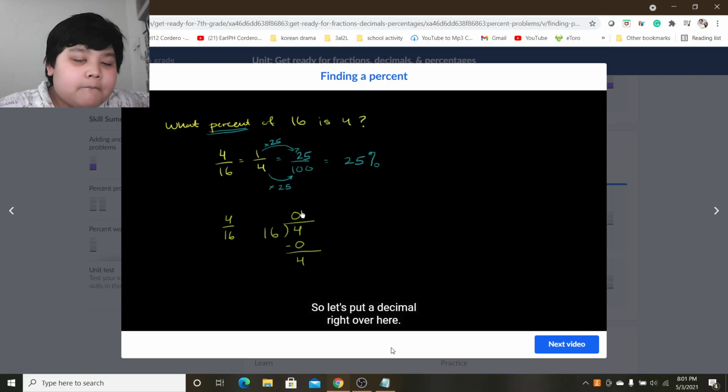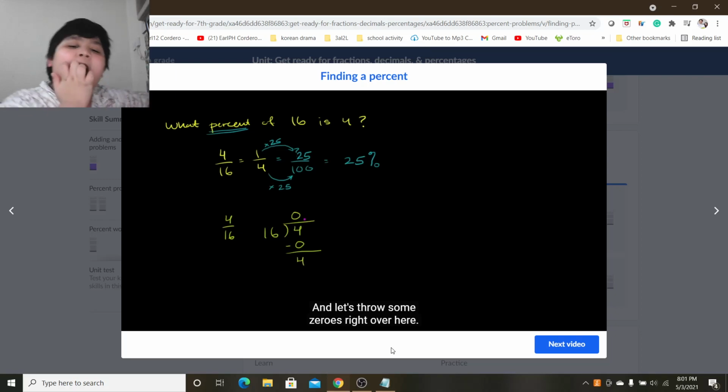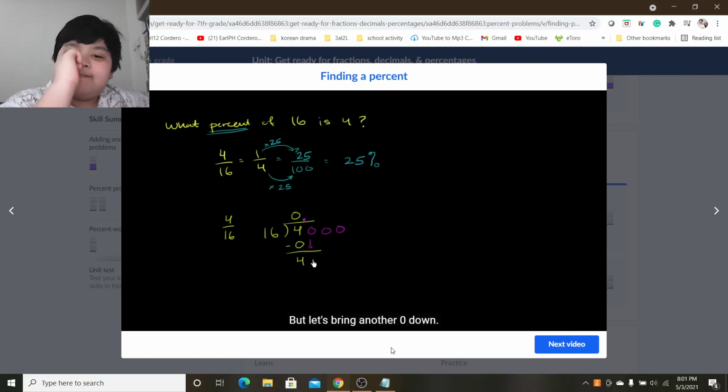So let's put a decimal right over here. We're going into the tenths place. And let's throw some zeros right over here. Make sure we keep track of the fact that we are now in the tenths and in the hundredths and in the thousandths place if we have to go that far. But let's bring another 0 down.